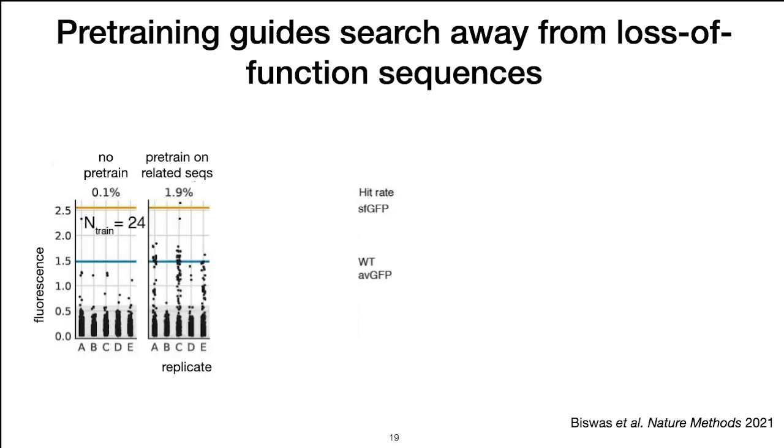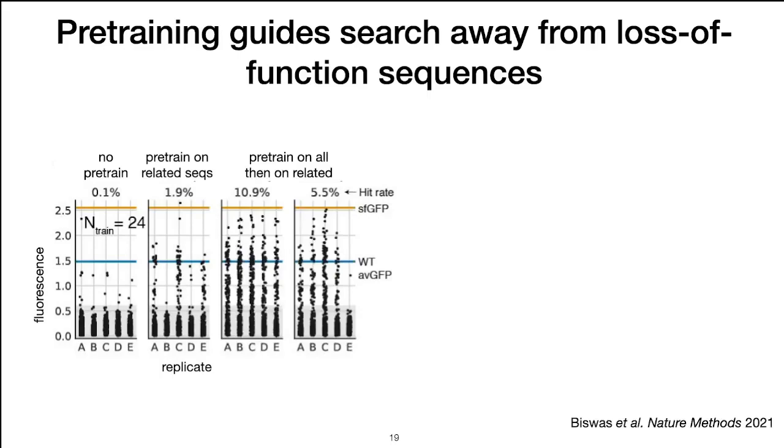But if first you take your wild type GFP and do a homology search and get a few thousand related sequences and do your masked language model pre-training on that, and then fine-tune that model, your hit rate improves about 2%. And if, in addition, before you pre-train on homologous sequences, you first pre-train on a broad variety of protein sequences, your hit rate goes up to somewhere between 5.5% and 11%, depending on, I think, the model replicate.